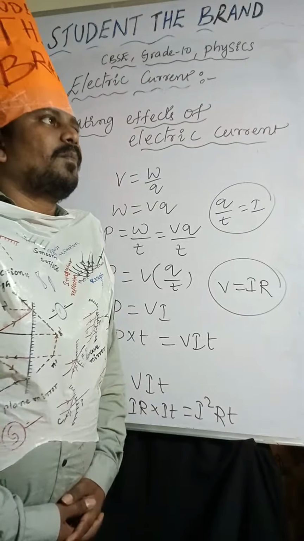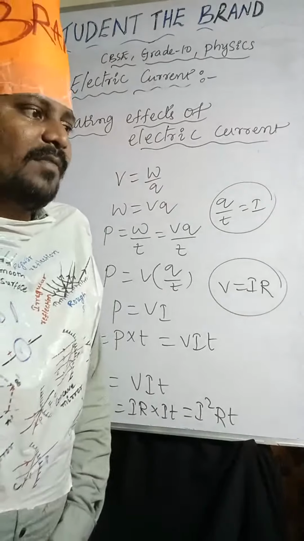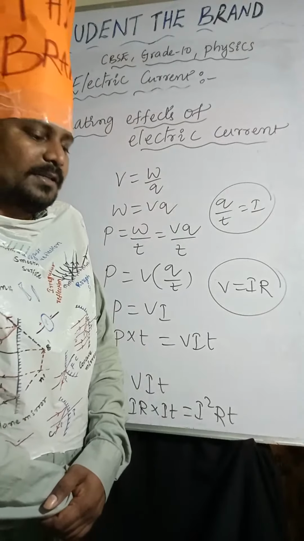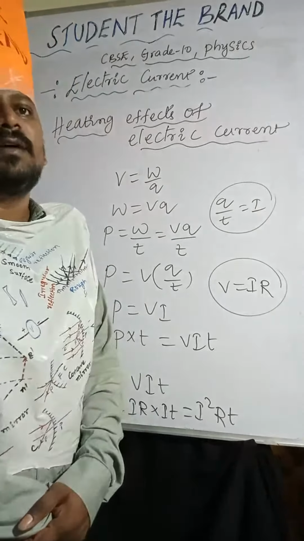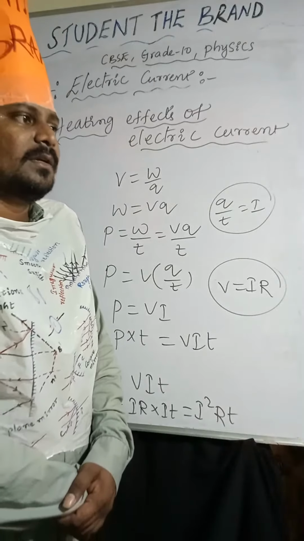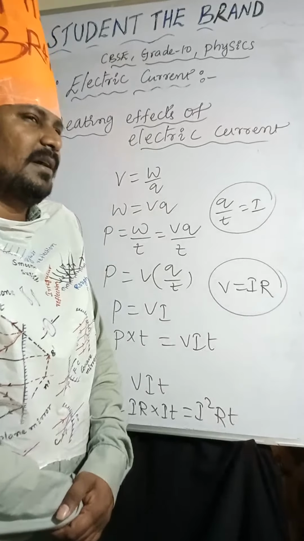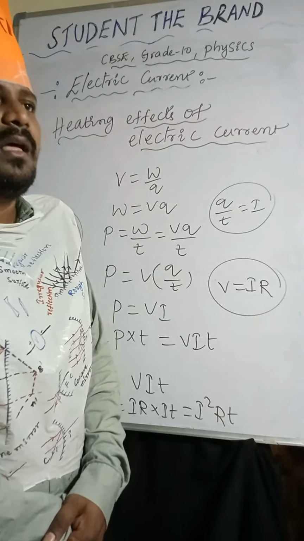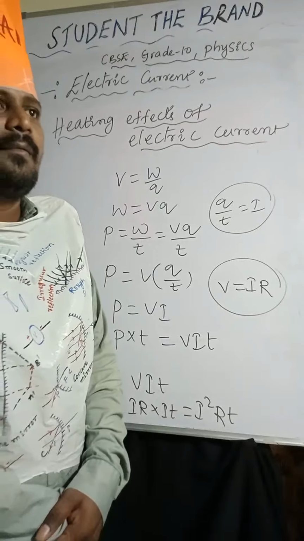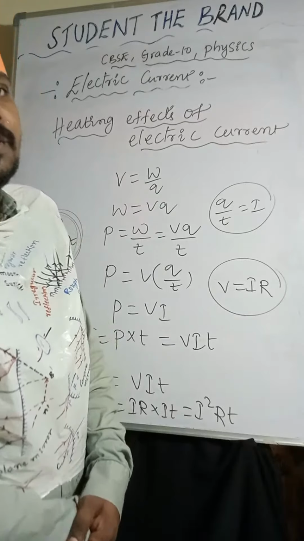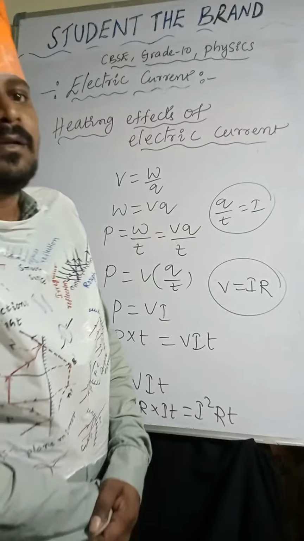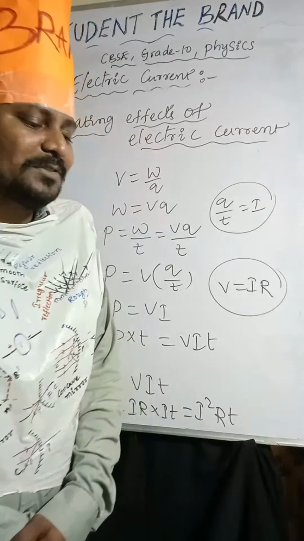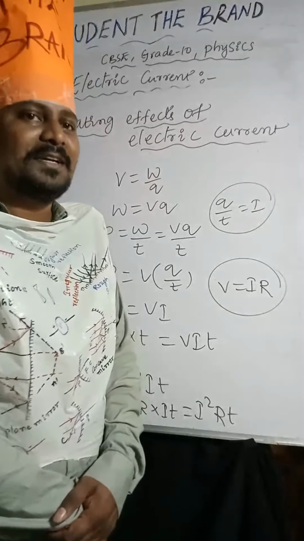The potential of the live wire is 220. The potential of the neutral wire is 0. The potential difference between the live wire and the neutral wire is 220 volts. That's enough. And the safety measures we use in electrical systems, especially in homes.